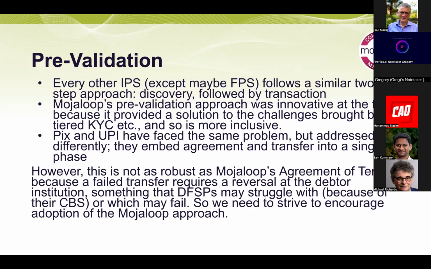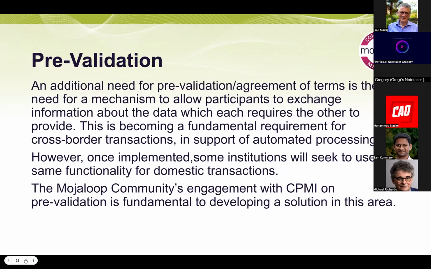Our agreement of terms essentially is more robust. A failed transfer sometimes requires a reversal at the debtor institution, something that some DFSPs may struggle with because their core banking system isn't up to it, or which may itself fail. So agreement of terms provides a more robust alternative than the two-phase approach of the likes of Pix and UPI. So we need to strive to encourage adoption of our approach and to evangelize it in other schemes.